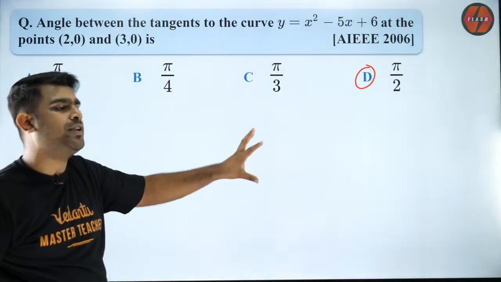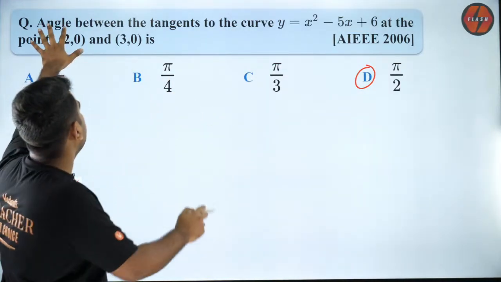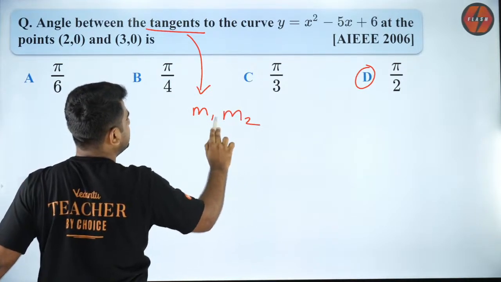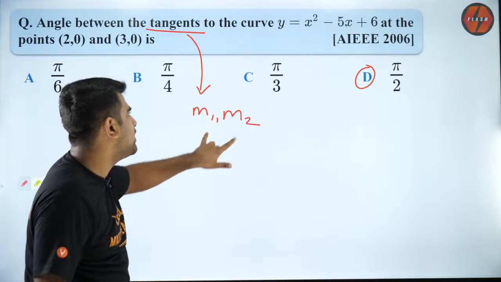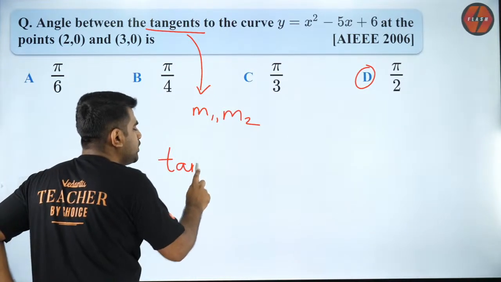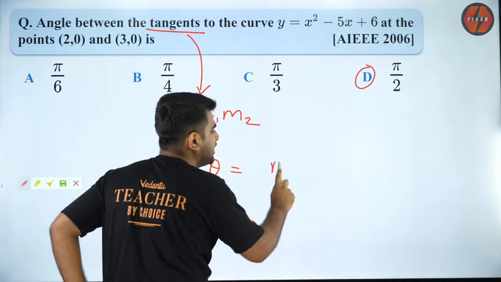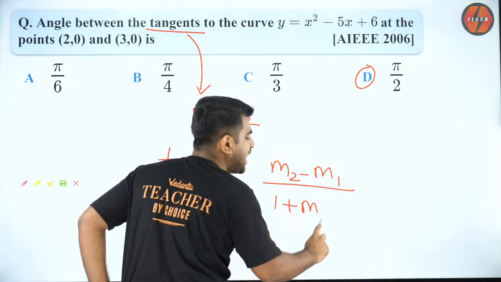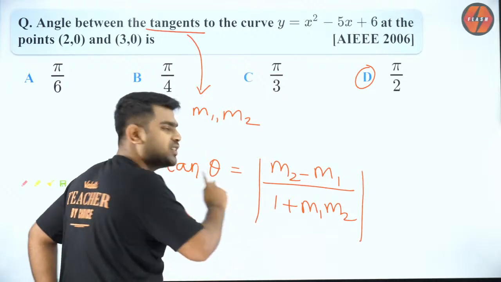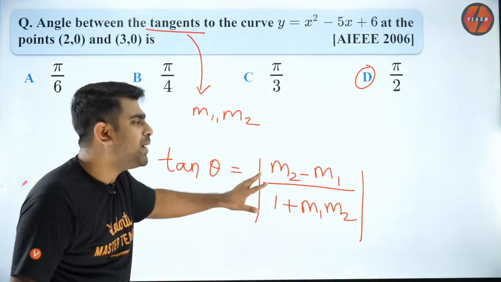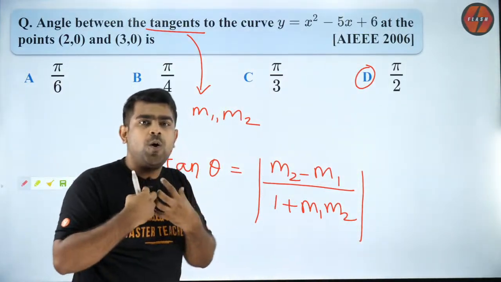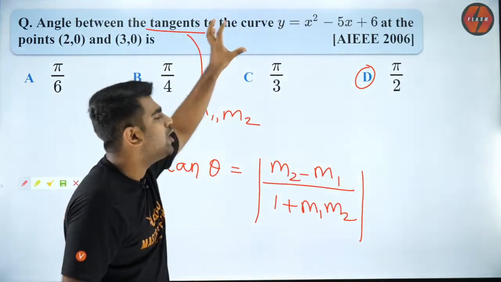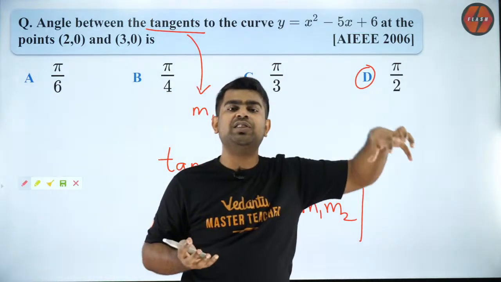But how do we do it in the right manner? So Ankit, angle between tangents means you have to find the slopes. So there are two tangents, M1 and M2. So M1 and M2 are the slopes. And what is the angle between two lines? The angle between two lines is given by this formula, which you will study in your 11th standard under the topic of straight lines. So this is the formula. But to get the angle, I need to know what is M1 and M2. But how do I get M1 and M2? Let's come to that.